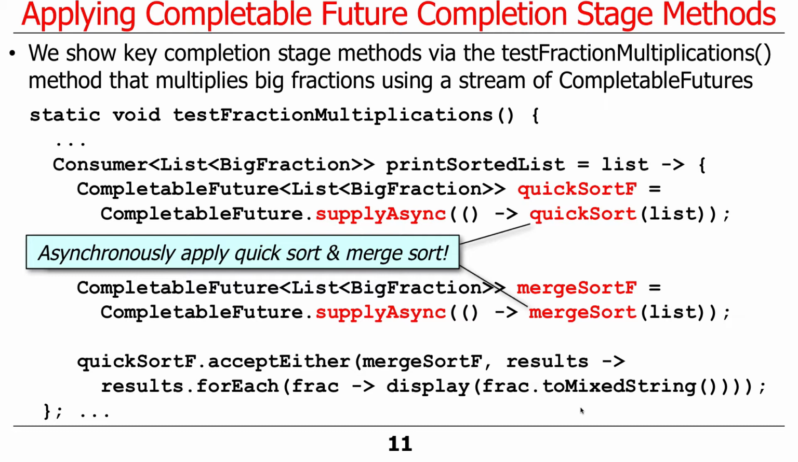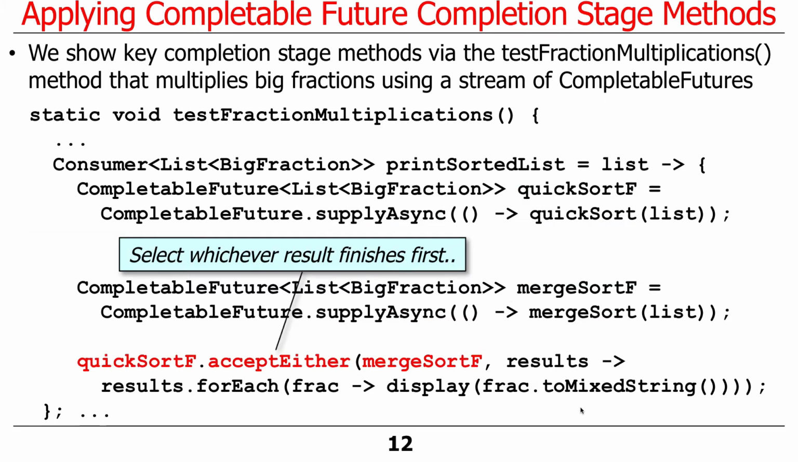So we have a list that's an unsorted list, and we're going to apply quicksort to it in the background asynchronously, and we're going to asynchronously merge sort it in the background, right? So both these things are going to go off and run in parallel. And then we're going to accept whichever one of them finishes first, right? So if the quicksort future finishes first, then we're going to take the result and use that. If merge sort finishes first, we're going to take the result and do that.